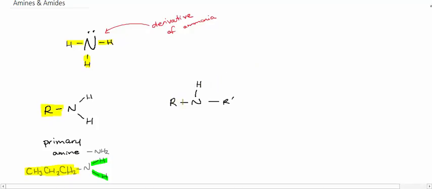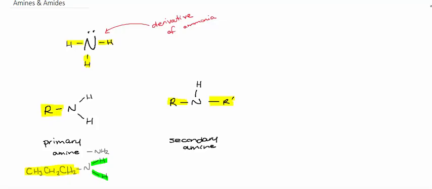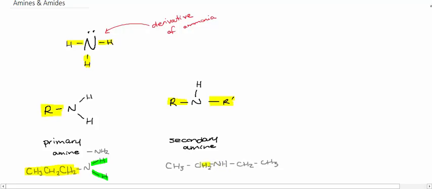In this case here, you can see that two hydrogens have been replaced by carbon chains. And this is an example of a secondary amine. So down here we can see we've got our nitrogen in the middle there. We've got one, two carbon chains coming off of it. And we can see we've only got one hydrogen left bonded directly to the nitrogen.